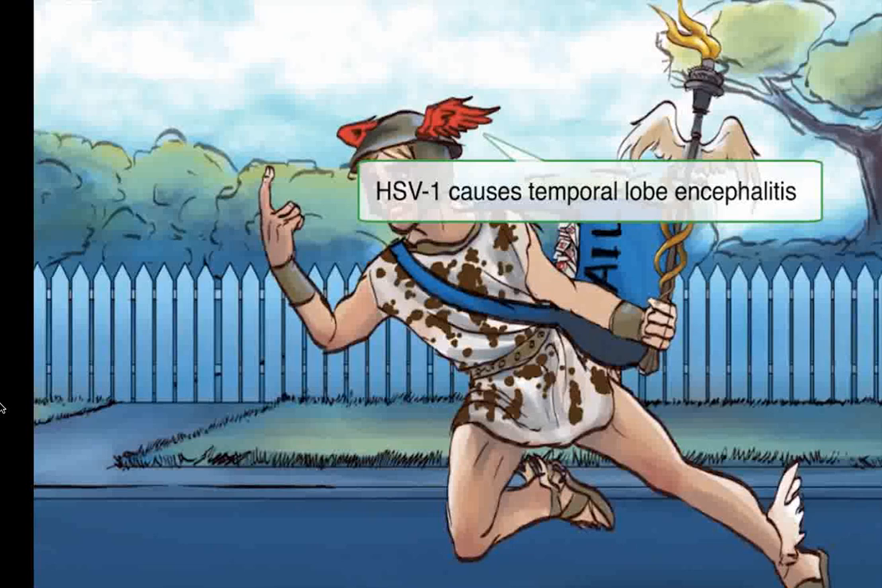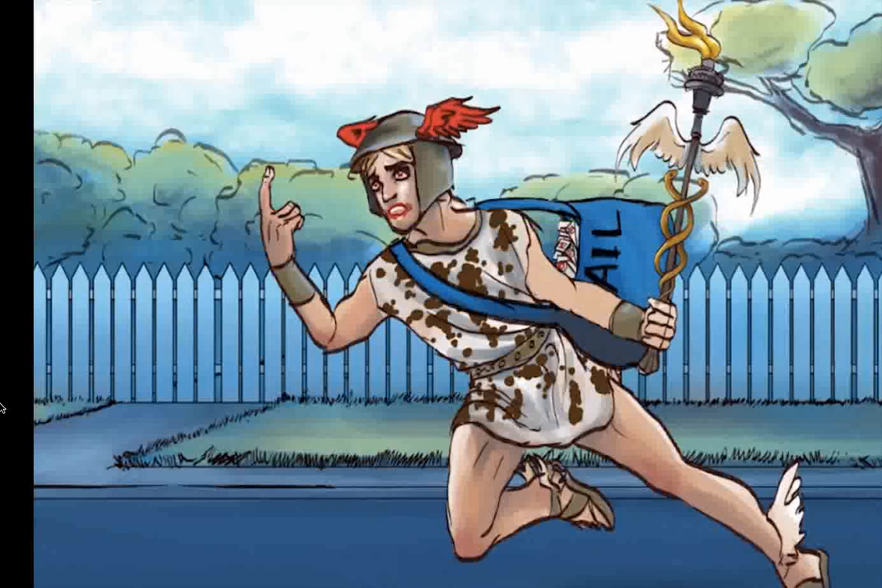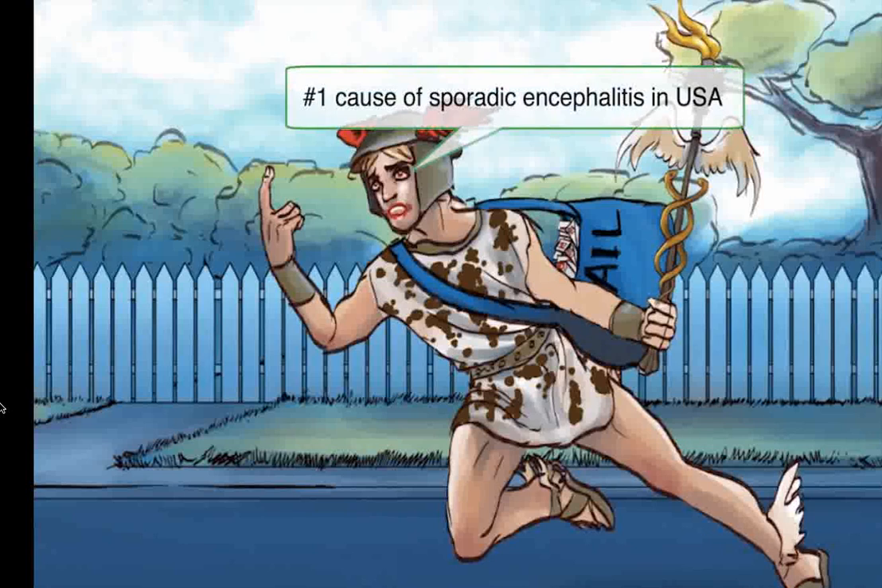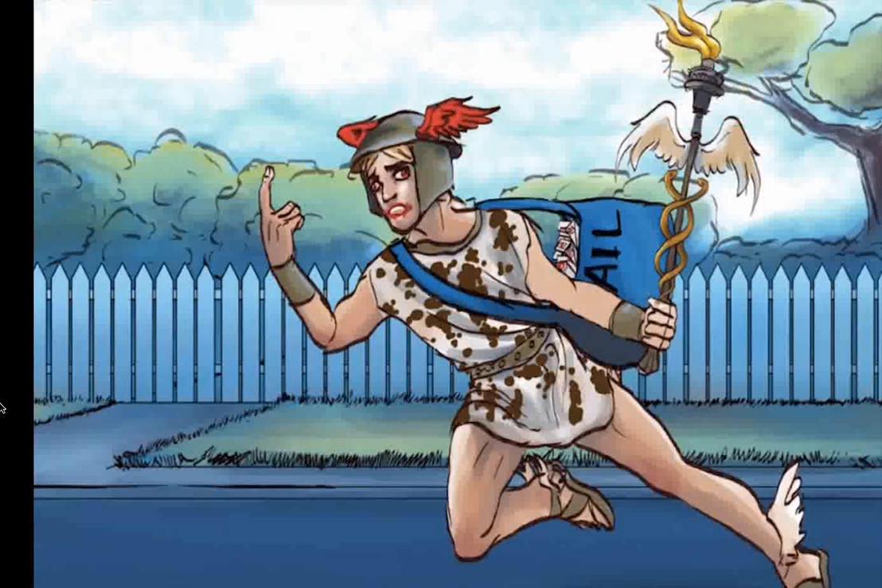This type of encephalitis has symptoms that include the usual fever, headache, seizure, and altered mental status. But herpes encephalitis has the added bizarre behavior and olfactory hallucinations and just overall personality changes. By the way, herpes simplex 1 is the most common cause of sporadic encephalitis in the USA. And now that we're talking about it, Hermes is looking a little crazy in the eyes too, to represent confusion or a change in personality.